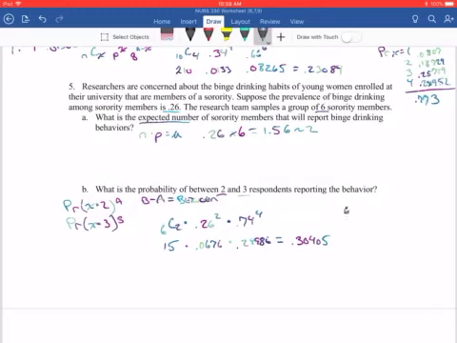The other way you can do it, for the probability of x equaling 3: 6 choose 3 times 0.26 to the 3rd times 0.74 to the 3rd, which is 20 times 0.017576 times 0.405224. Multiply all that out, you get 0.14244.